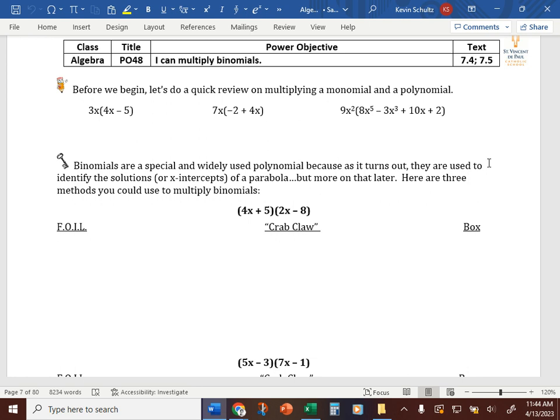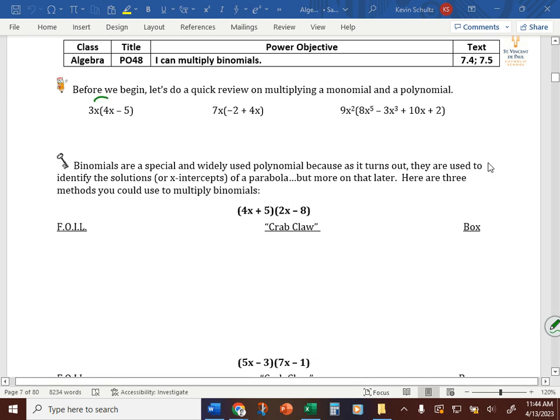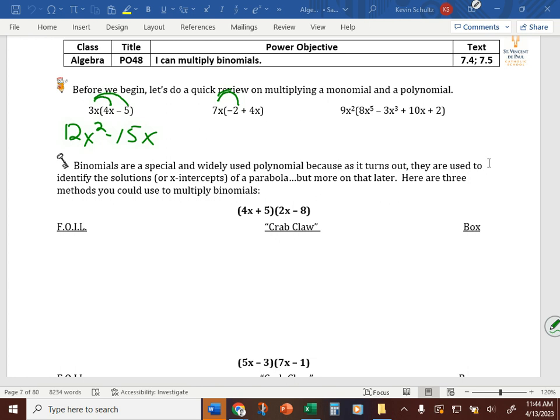Now, in the last objective, quick review of a monomial times a polynomial. Remember, our process was distributing it, right? We took this 3x, what was on the outside, and we multiplied it by everything inside of the parentheses. 3x times 4x, and then 3x times negative 5. That got us 12x squared minus 15x, okay? The next one, 7x got multiplied by the negative 2, and by the 4x. The last one, everything inside of that second set of parentheses was multiplied by the 9x squared. That's what to distribute means, right? You take what's on the outside and multiply by everything on the inside.